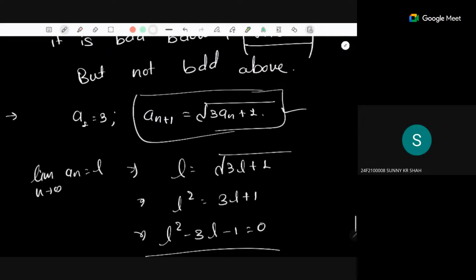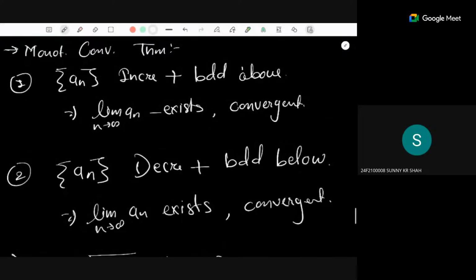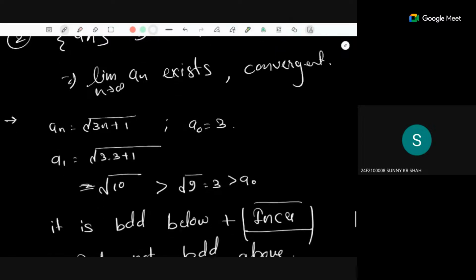But I think this sequence will also possess a limit. Let me see one example of the monotone convergence theorem. So currently, I don't think I have any example now. So we have some common examples that we already know, like 1 by n squared. Those are monotone convergence theorem examples and all.